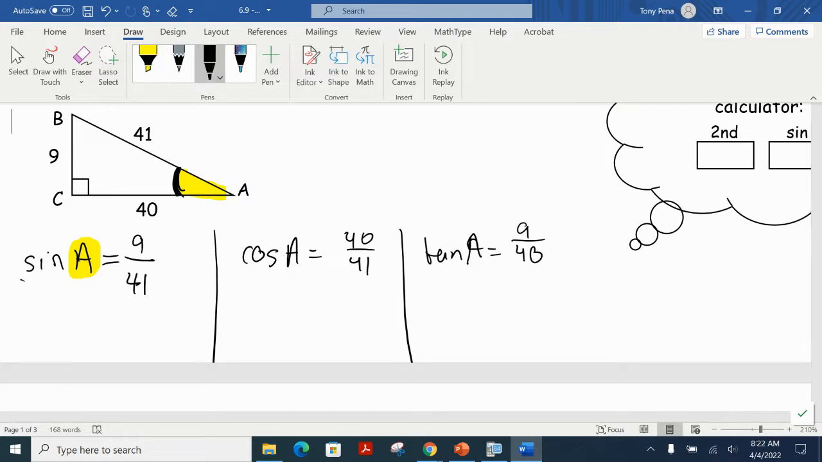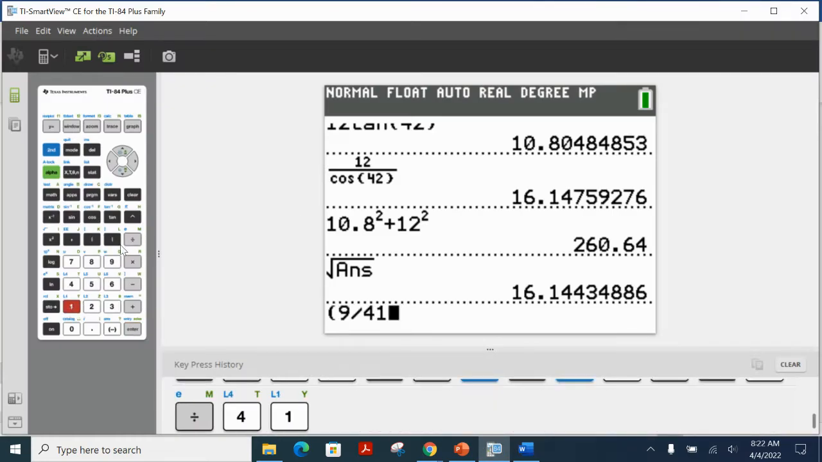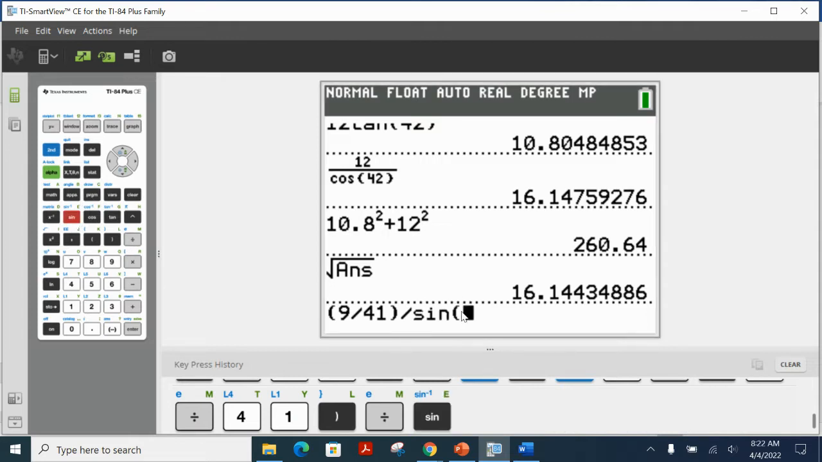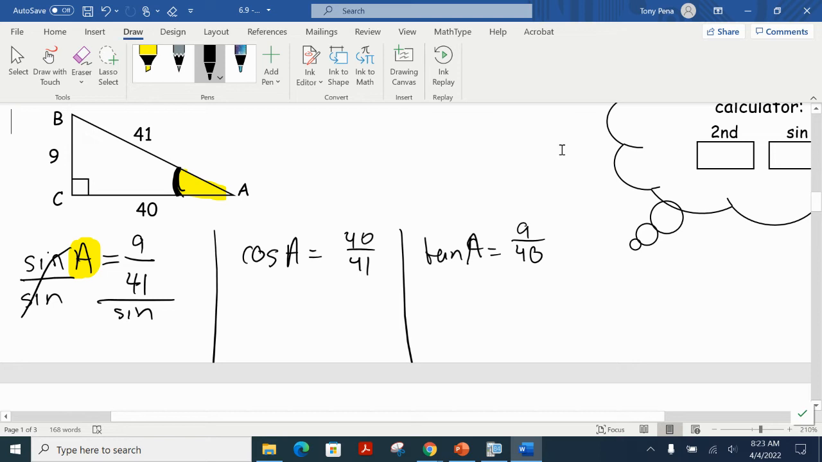What you can't do, and I'll show on the calculator why, is divide by a sine. If I try thinking I'm going to divide by this, watch what happens when I plug it into the calculator. If I did 9 over 41 and divided by a sine, notice how it needs the sine of something. If I hit enter right now, it's going to give us an error. All right, we screwed it up. That's not how you do that. We can't divide by a sine all by itself.